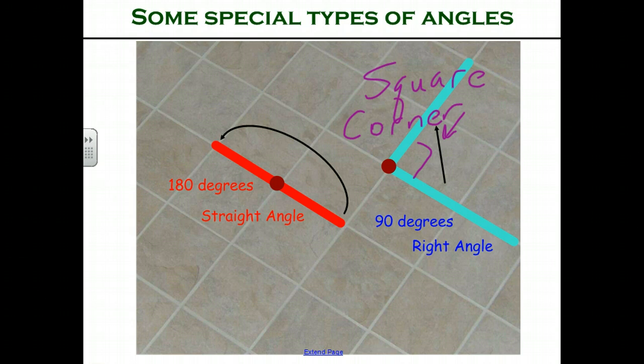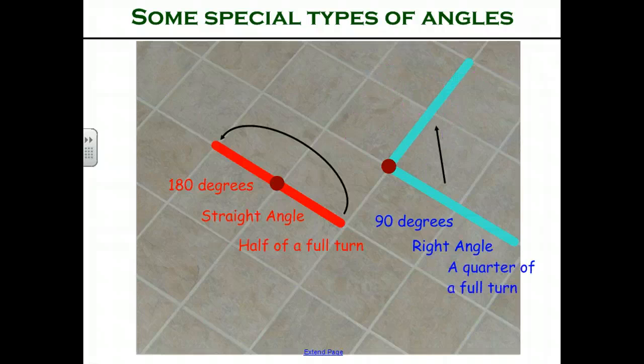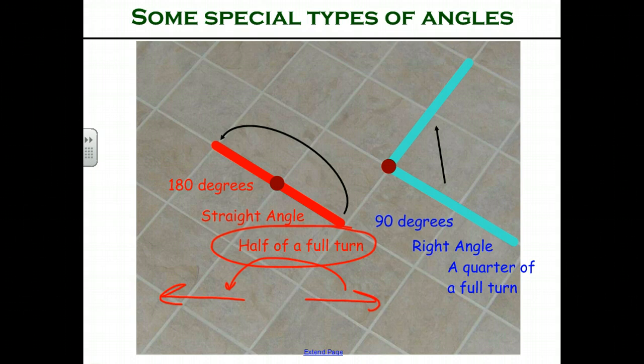So a right angle is 90 degrees, a straight angle is 180 degrees, and if we think about them as rotations, a straight angle is half of a full turn, so you're facing one way and you turn to face the other way, directly opposite from where you were facing before, and a 90-degree angle starts facing one way and you turn a quarter of the way around. So these are called straight angles and right angles.